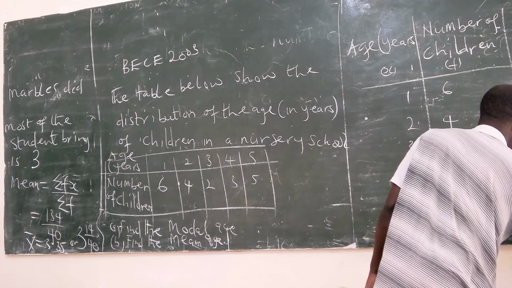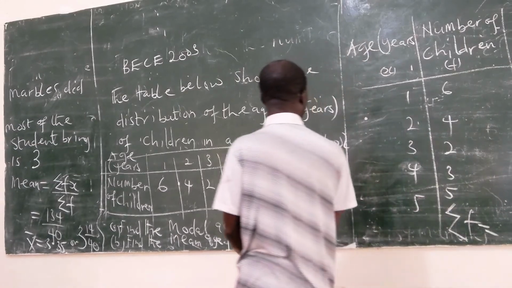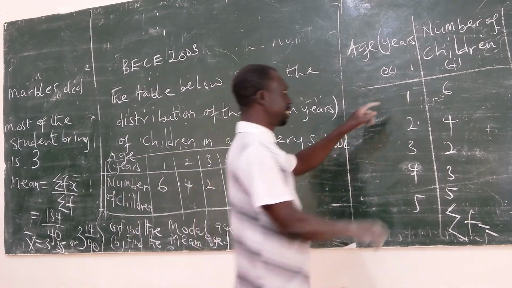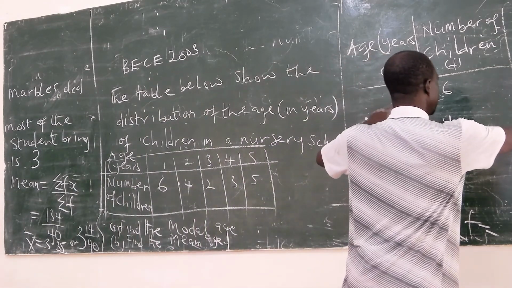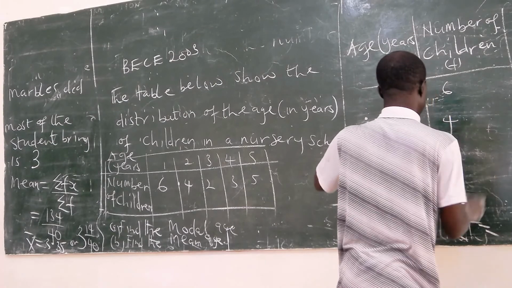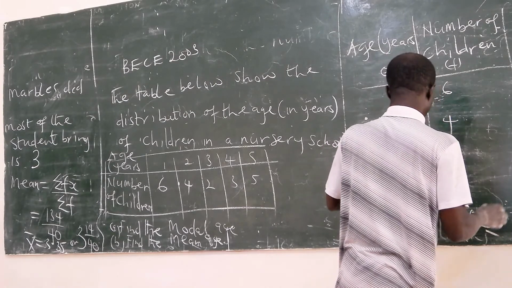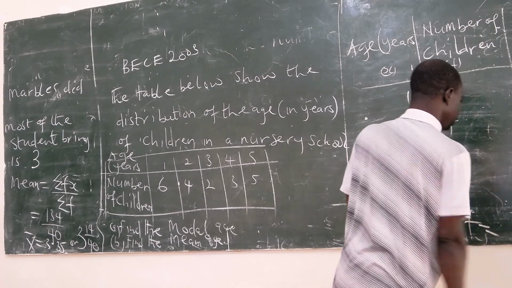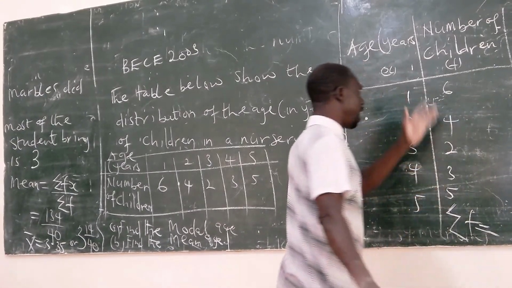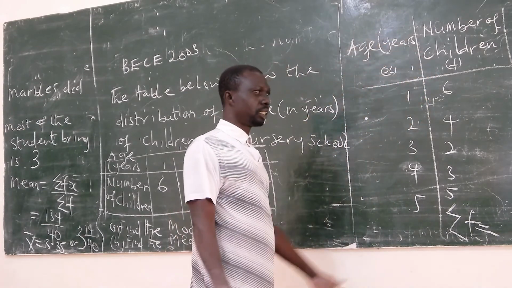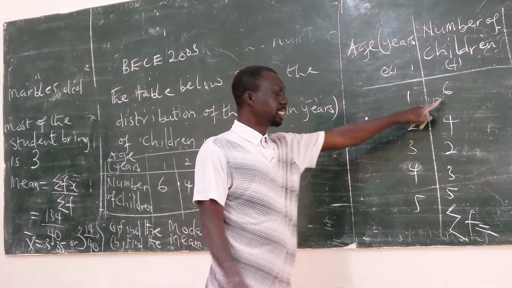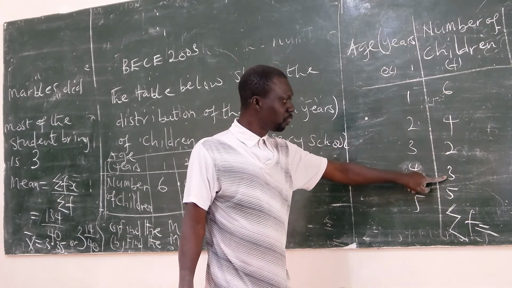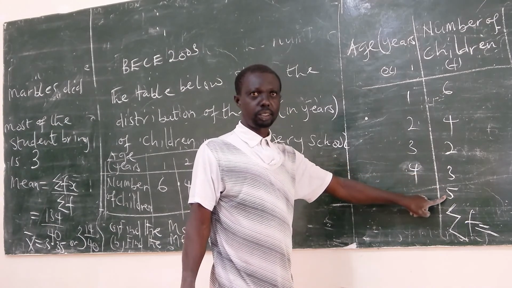To get the fs, multiply the age by the number of children. So 1 times 6 gives us 6. 2 times 4 is 8. 3 times 2 is 6. 4 times 3 is 12. 5 times 5 is 25. After this, we are going to find the total frequency. Let's find the sum: 6 plus 4 is 10, 10 plus 2 is 12, 12 plus 3 is 15, 15 plus 5 is 20.